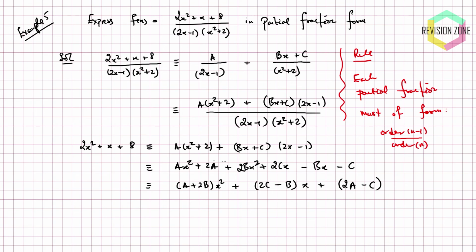So equating the coefficients, we say of x squared, we actually get 2 is equal to a plus 2b. And of x, we actually get 1 is equal to 2c minus b. And of x to the naught, we actually get 8 is equal to 2a minus c.